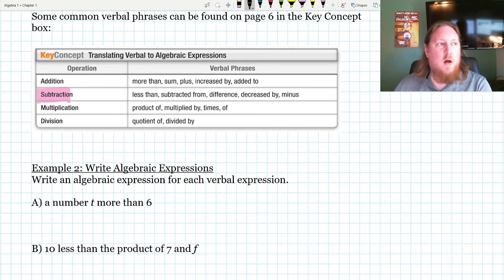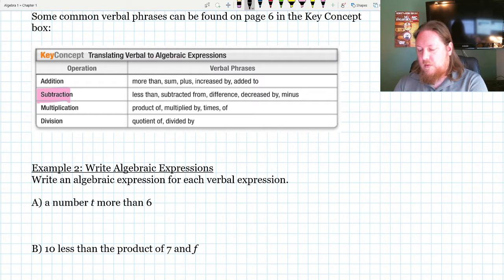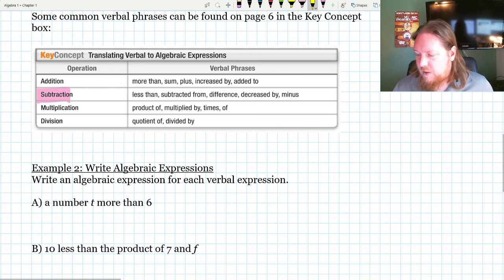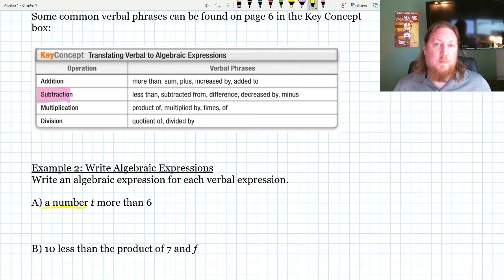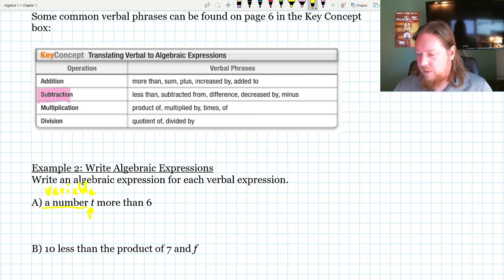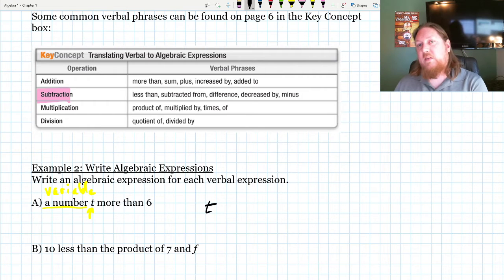So I'm going to write algebraic expressions. This is example 2. Write an algebraic expression for each verbal expression. A number t more than 6. Now, the first part I want to talk about here is when it says a number. Because it doesn't give you a very specific number, that should mean variable. Okay? That's what we're going to be working with here. And it doesn't matter what variable you choose unless it specifically tells you. And it does. It wants to use the variable t. So a variable t, and it's more than 6.